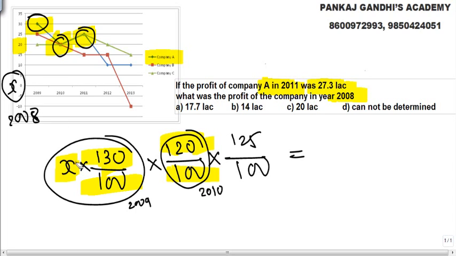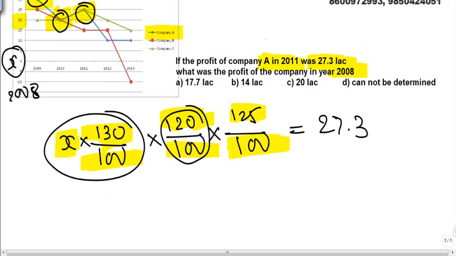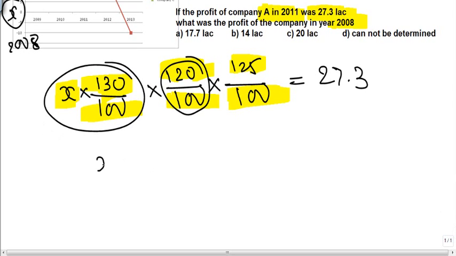If in 2008 A had X, in 2009 it increased by 30%. Now from 2009 to 2010, A's profit increased by 20% of the 2009 value. Then from 2010 to 2011, it increased by 20%. So this is the final profit in 2011, which is this. So what was the profit? Let's quickly simplify here.